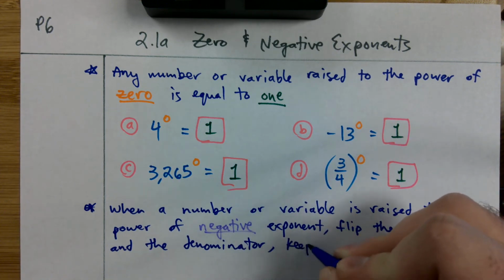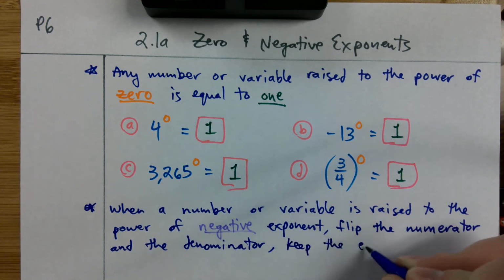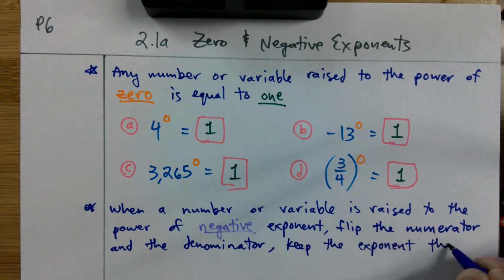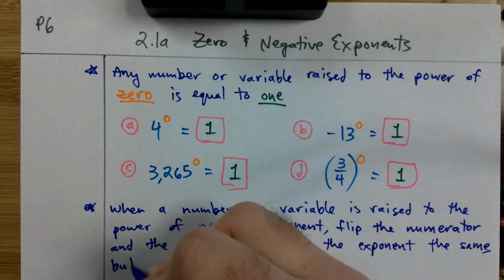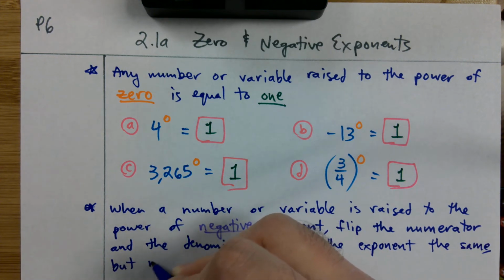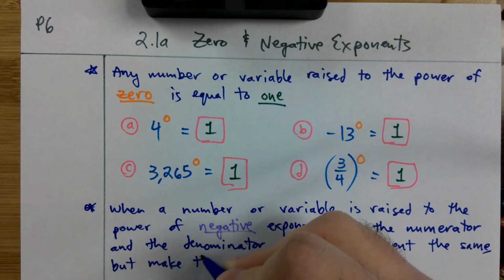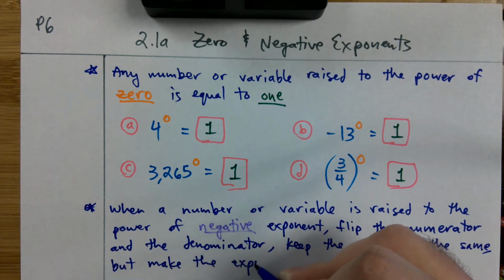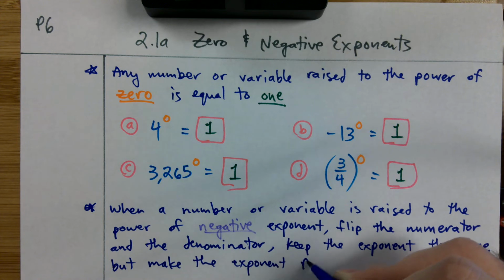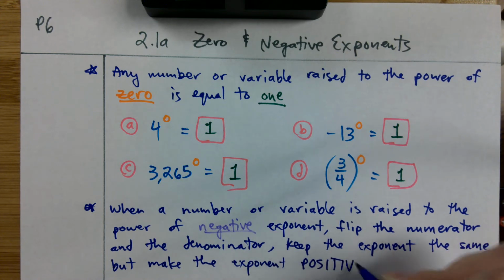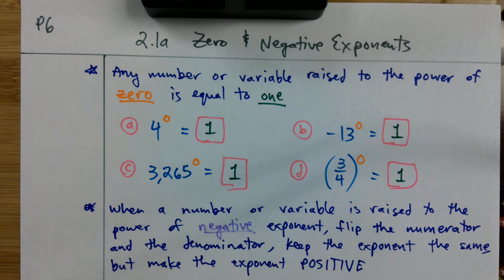Keep the exponent the same, as in don't change the number. But we're going to make the exponent positive. All right, so that's a decent amount to write. I'll give you some time.